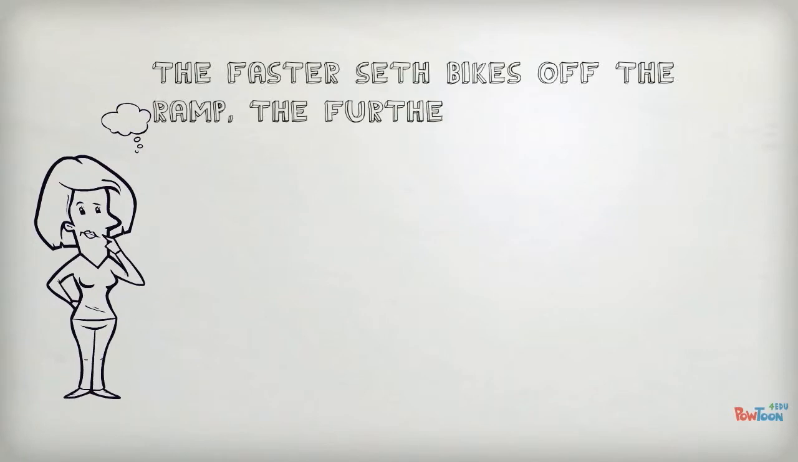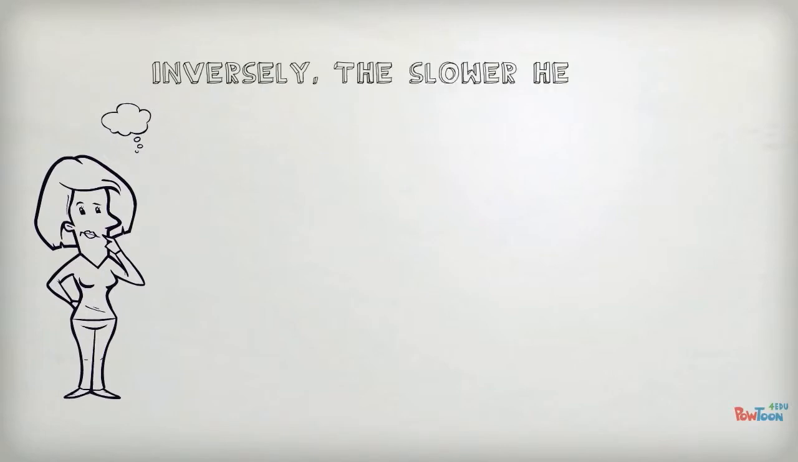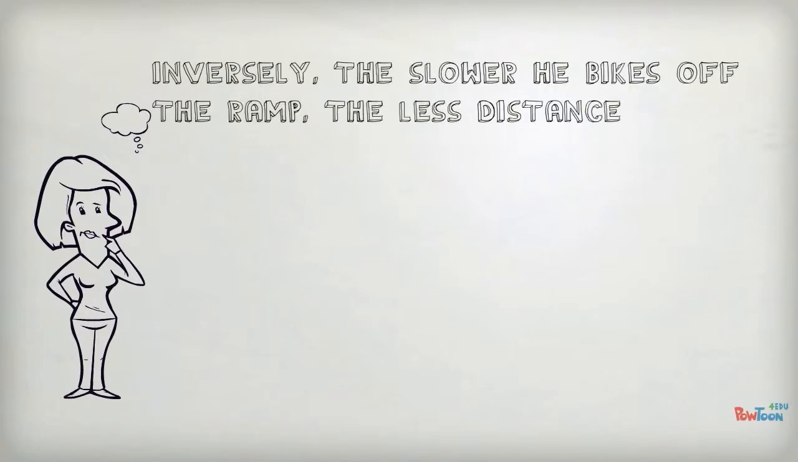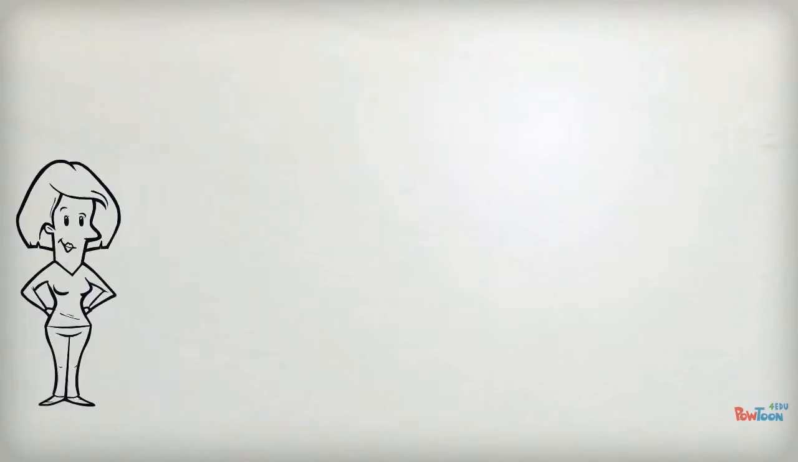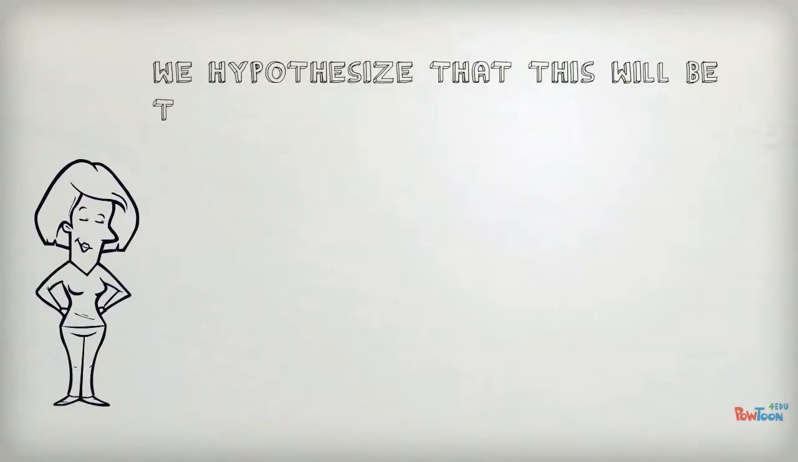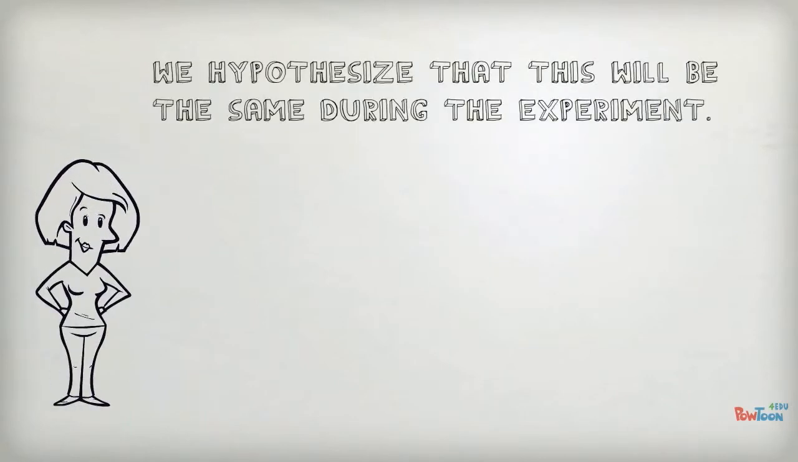Theoretically, the faster Seth bikes off the ramp, the further he will travel. Inversely, the slower he bikes off the ramp, the less distance he will cover. Therefore, we hypothesize that this will be the same during the experiment.